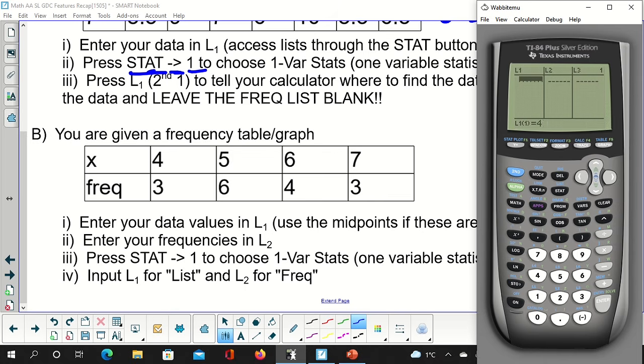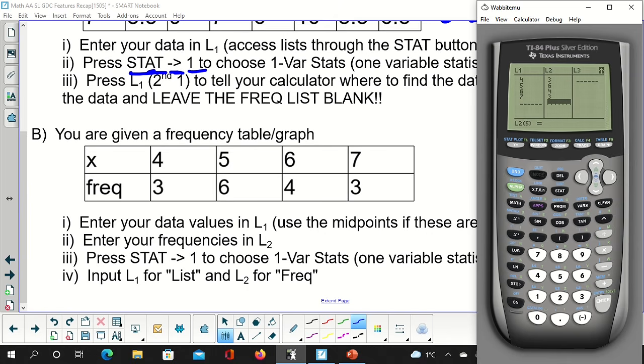And in the first list, I'm going to put in the actual data values, 4, 5, 6, and 7. And in the second list, I'm going to put in the frequencies, 3, 6, 4, and 3. Once again, I'm going to quit.